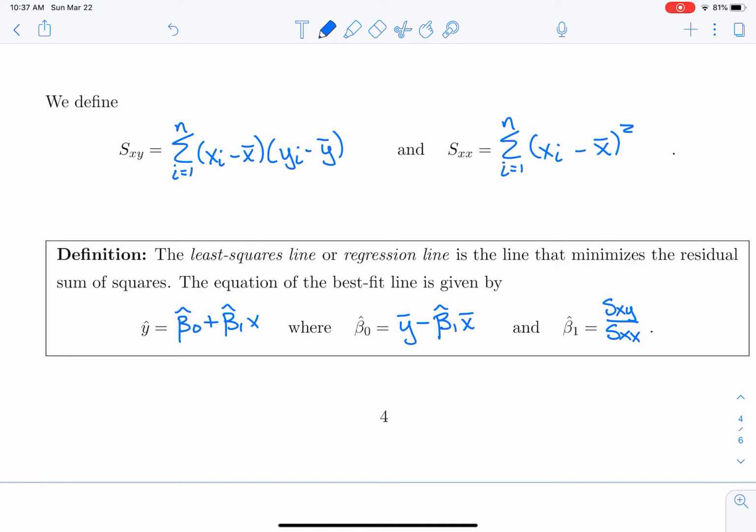And again, we want to recognize that s sub xy is really just n minus 1 times the sample covariance. And s sub xx is going to be n minus 1 times the sample variance, so that we can get it in terms of things that we can easily calculate using a spreadsheet or statistical software.